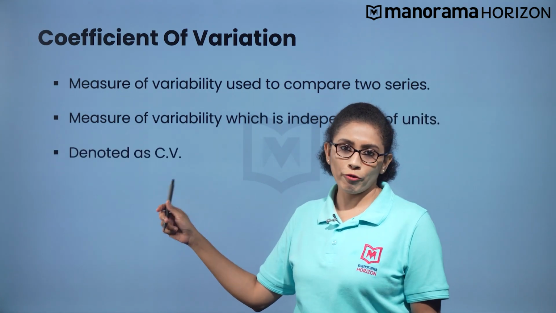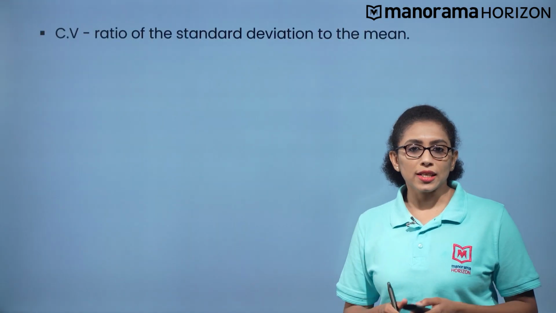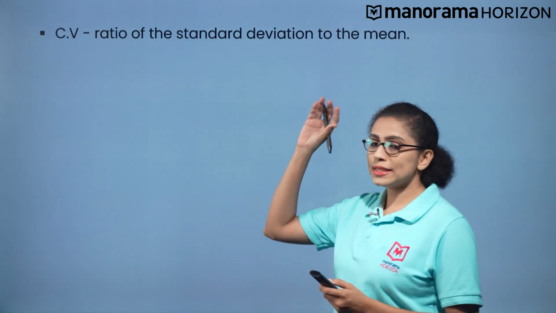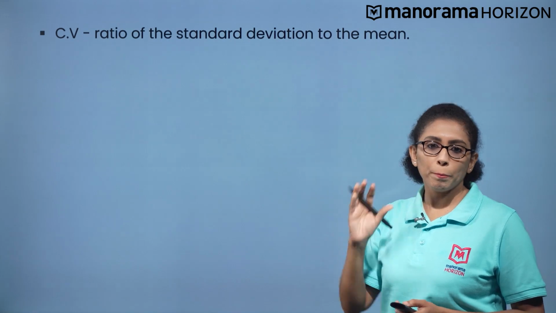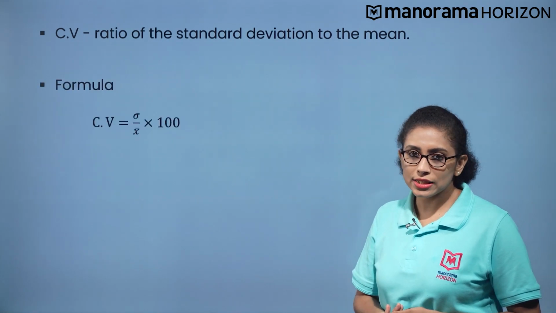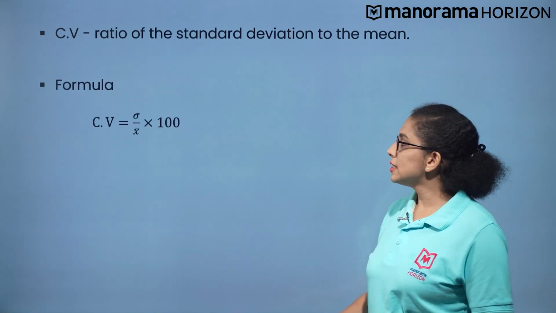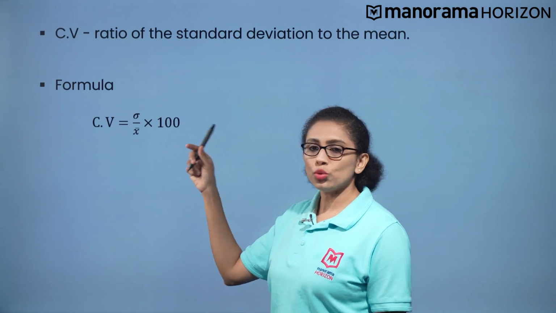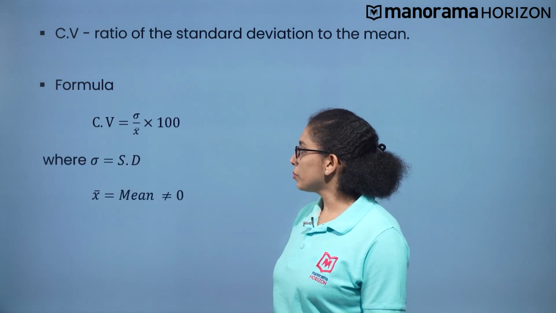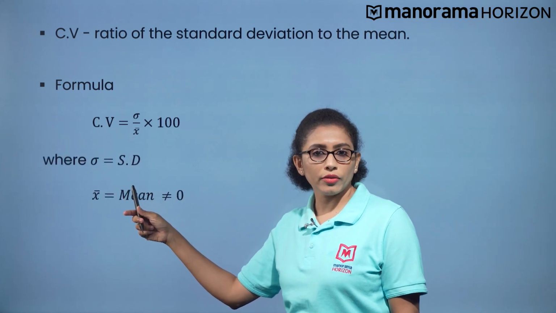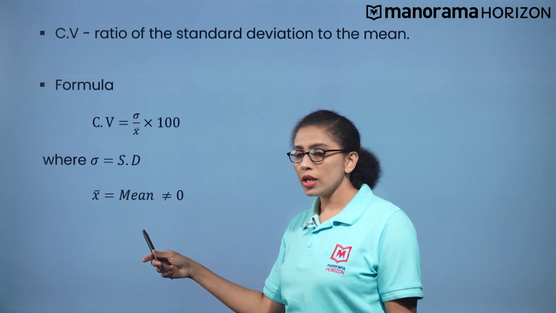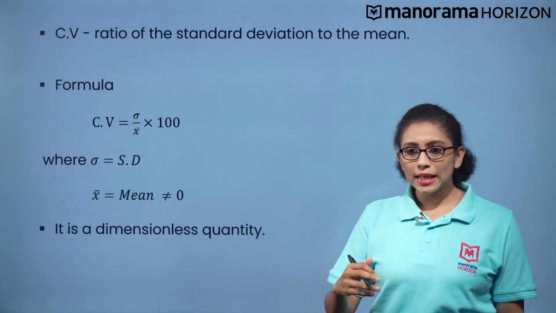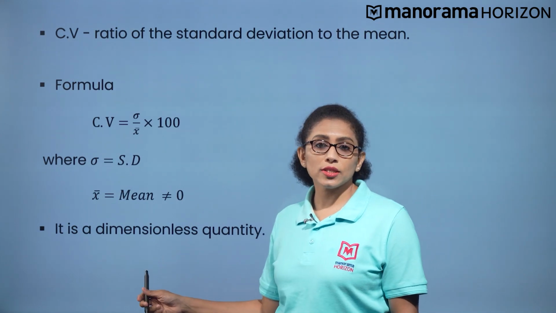as CV in short. In statistics, CV is defined as the ratio of the standard deviation to the mean. Mathematically, it is represented as CV = σ / x̄ × 100, where σ refers to the standard deviation and x̄ is the mean, which is not equal to 0. As you can see, it is a dimensionless quantity.